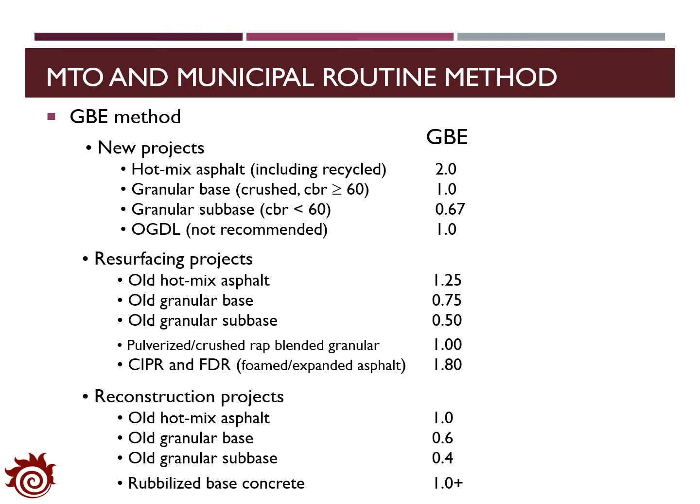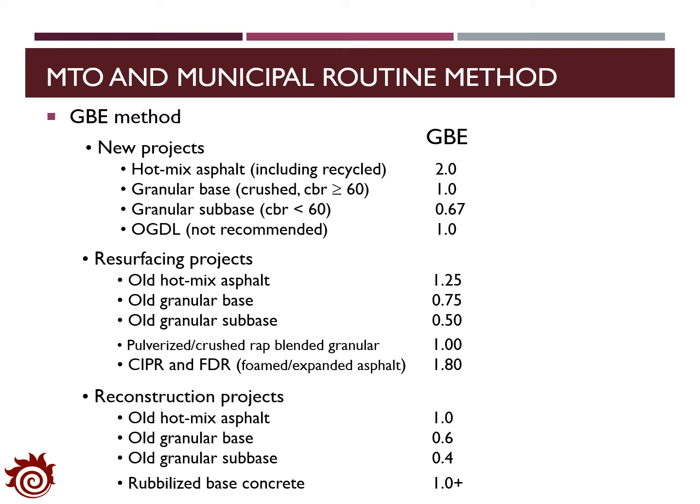While for the resurfacing project, the GBE factor for all the materials will be reduced. For the old hot mix asphalt, it's 1.25. For the old granular base, it's reduced to 0.75. For the old granular subbase, it's 0.5. And for the pulverized wrap blended granular, it's 1.0. And CIPR and FDR is 1.8.